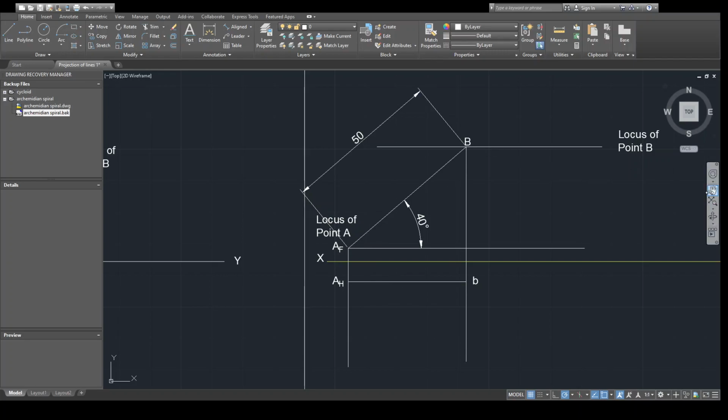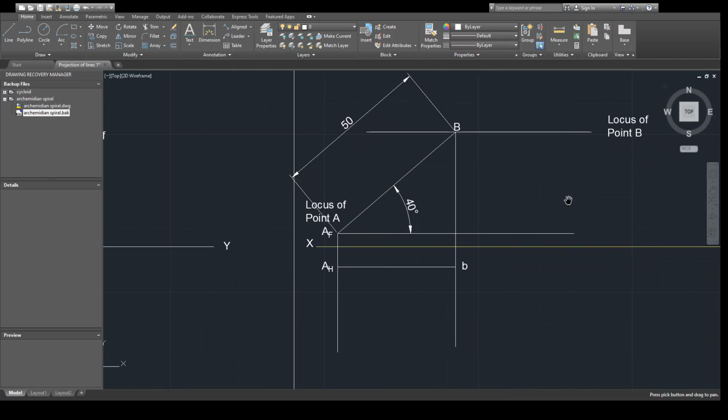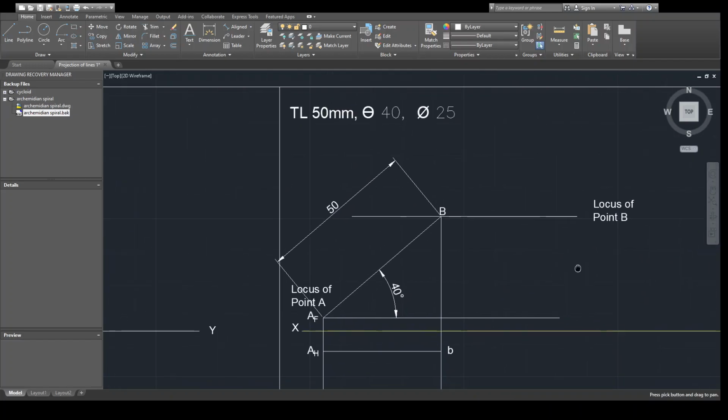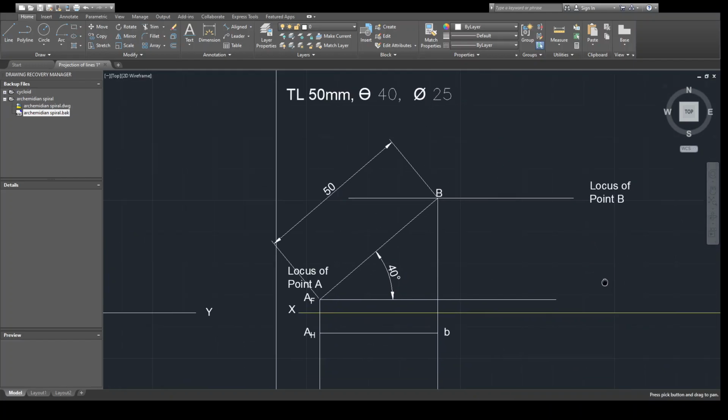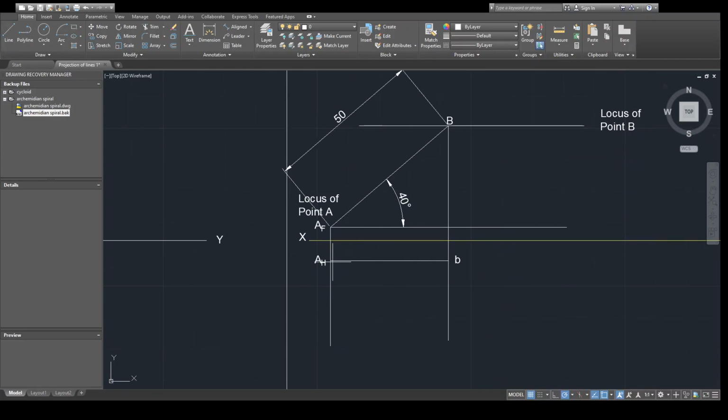So AHb is the top view of line AFB. Okay. Now in the second case, what we have done in the first case, we have assumed the line is inclined to HP and true length is 50 mm. So we have drawn AFB line having inclination 40 degree, 50 mm length, and its top view is AHb. Means in the first case we have determined the top view length, that is AHb. Now in the second case we will determine the front view length. We know point AH and inclination with respect to VP is 25 degree, and true length is 50.